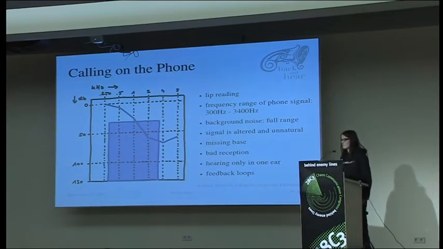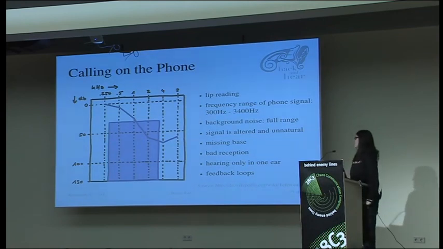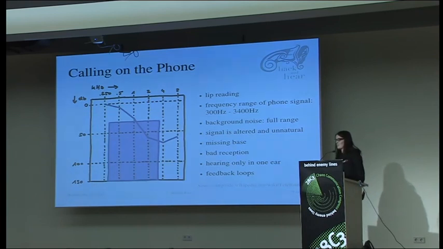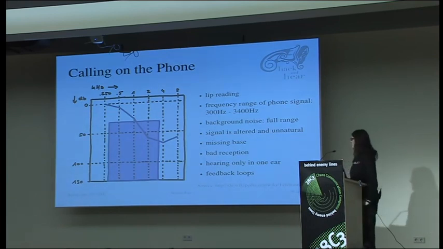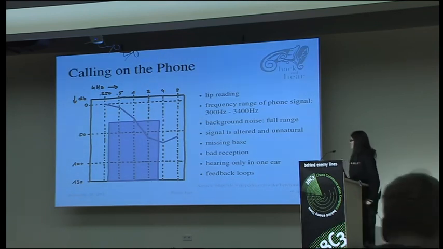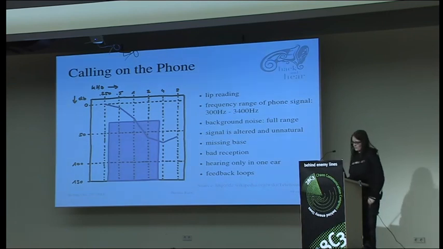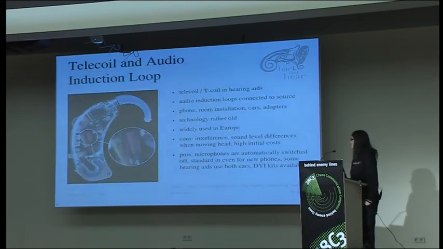Also, the background noise in the room where you are talking on the phone has the full range, so you actually get background noise in better quality than the signal from the person you're talking to. Then often the signal is altered and unnatural. Sometimes you have bad reception, and you hear it only in one ear if you use a usual telephone. And if you hold it to your ear, you get a feedback loop. So a lot of things make it really annoying to talk on the phone, and there are some technical solutions for that.